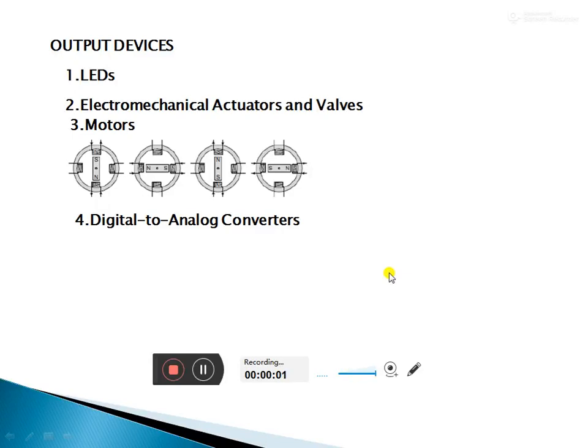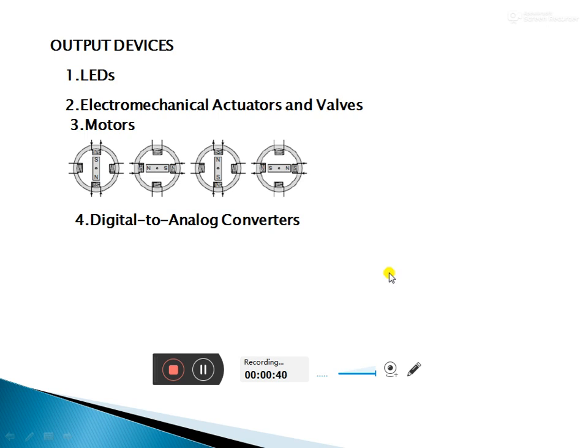Today's class is a continuation of the output devices. The first output device is the LED, meaning light emitting diodes. In any application we can use LED systems. For example, we can display a board like VSMIT. Some LEDs are 7-segment LED displays, which we can use. So many LEDs are available, and according to our application we can use them.